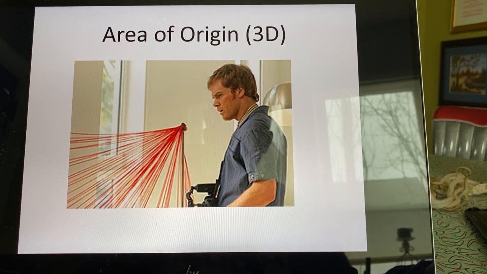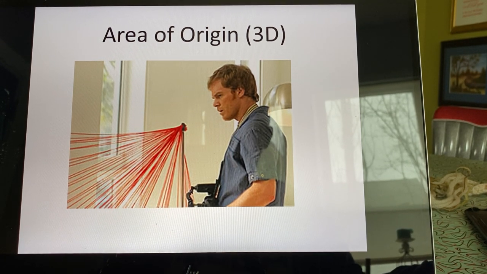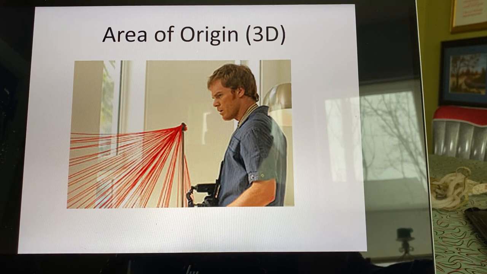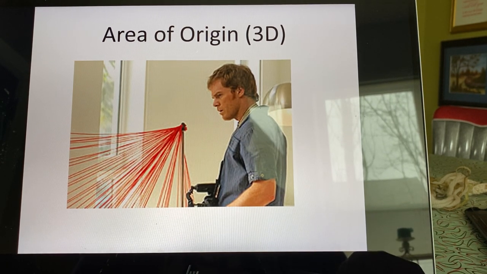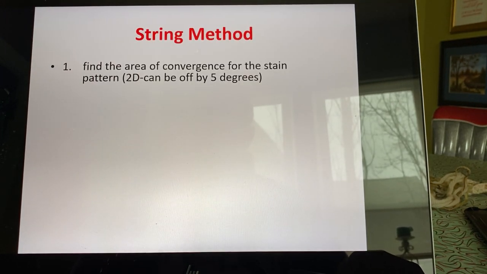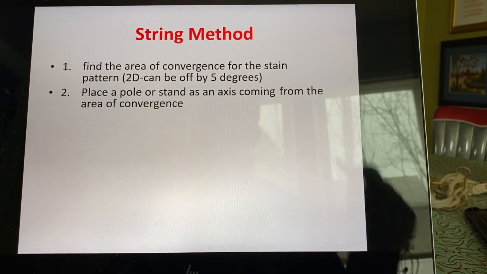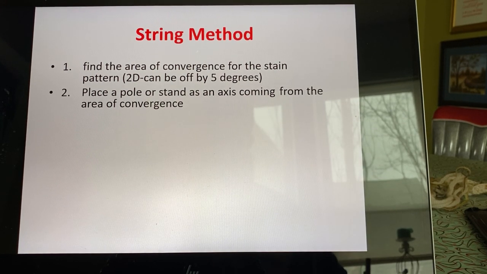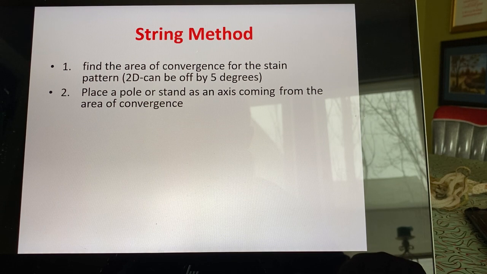In reality, what bloodstain pattern analysts have told me is if they can get to an area that is about maybe the size of a human head, kind of like a basketball size, with the area of origin, they're doing pretty well. So the method to do all of this is known as the string method. So the first thing, once you have calculated the area of convergence, you're then going to take some type of axis, which is usually a pole or a stand. A lot of times crime scene personnel carry around a photographic tripod, and so that kind of serves as their pole or stand.